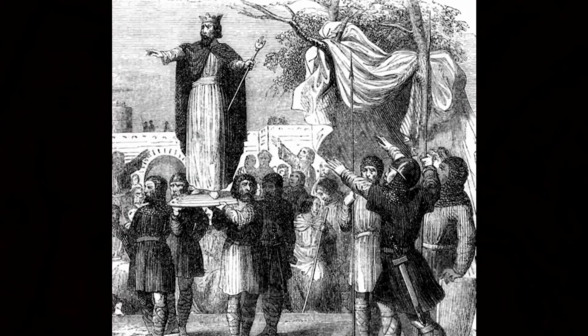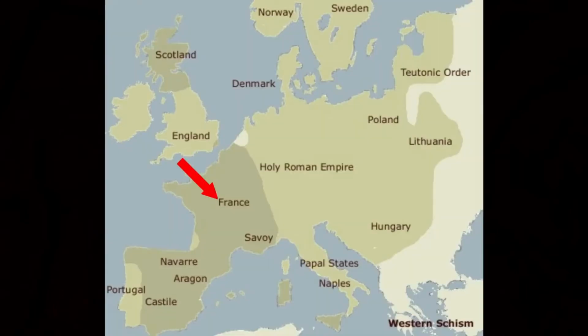Western European rulers were forced to declare themselves for the Roman or the Avignon pope. France was the staunchest supporter of Avignon, and was followed by Castile, Aragon, Scotland, and Savoy. In contrast, England, Portugal, Hungary, the Scandinavian states, and the Holy Roman Empire supported Rome.